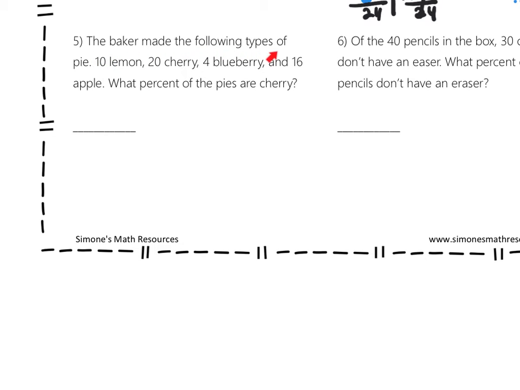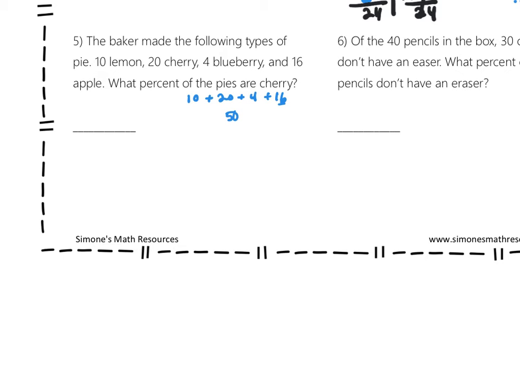The baker made the following types of pie: 10 lemon, 20 cherry, 4 blueberry, and 16 apple. What percent of the pies are cherry? So again, this is my fault. I didn't read it, and I didn't model one like this because I didn't catch it. So now that I'm being a good reader, as I should, I'm going to guide you through this. So there were 10 lemon, 20 cherry, 4 blueberry, and 16 apple. So we're going to add all those numbers together. You can use your calculator, and I'm getting 50 pies, and you can double check that if you want.